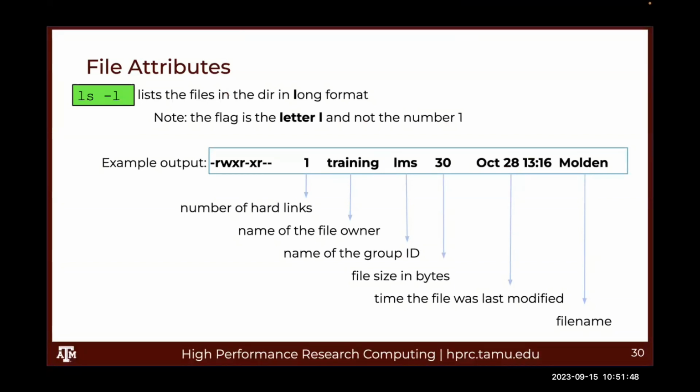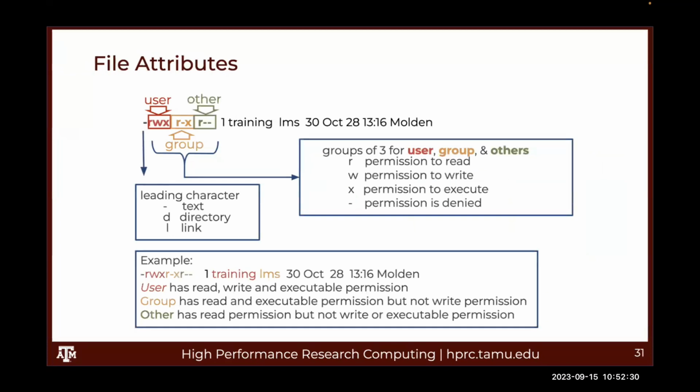All right, whenever we do ls -l, that's going to print it in that long format, right? And so it gives you all of this information. The first one right here, does anybody know what this is? Your permissions, number of hard links or files that are inside that, the name of the file owner, the name of the group ID, the file size in bytes, the time the file was last modified, and then finally the actual file name. So it's a lot of useful information whenever we include that l for the long format.